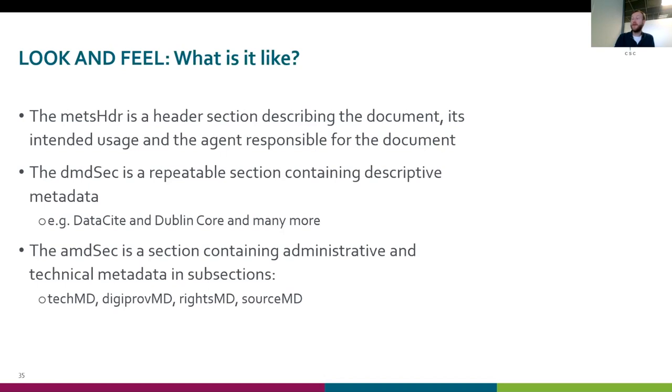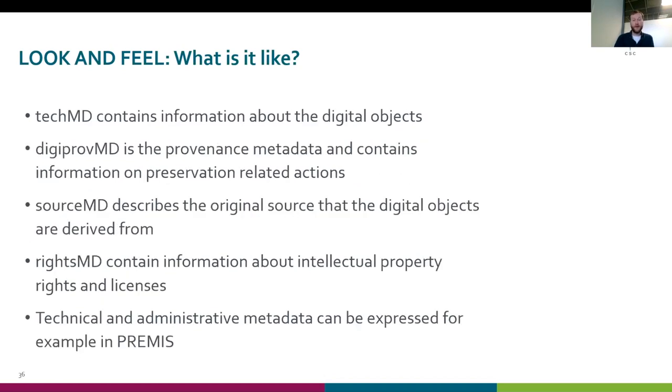And then I'll move on to the administrative metadata section. First one is the technical metadata that contains information about digital objects, that is technical aspects. And typically, like we use in our preservation services, we describe these objects using the PREMIS metadata. The DigiProv MD describes the provenance metadata, that is the history of the document, typically using PREMIS events and agents in these sections that can be repeated, of course. And source metadata describes usually the original source. For example, you can describe an analog source if you have digitized materials. And rights MD contains information about intellectual property rights and licenses for using the object.